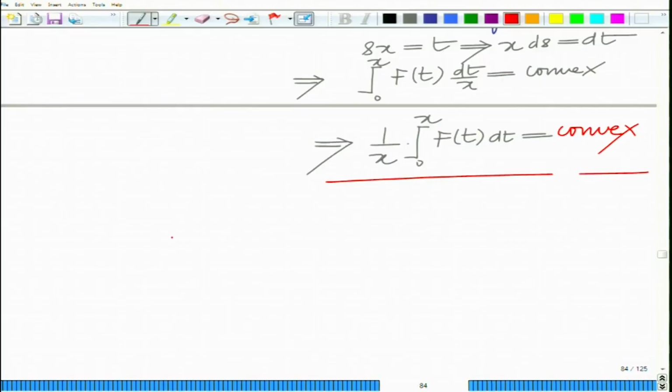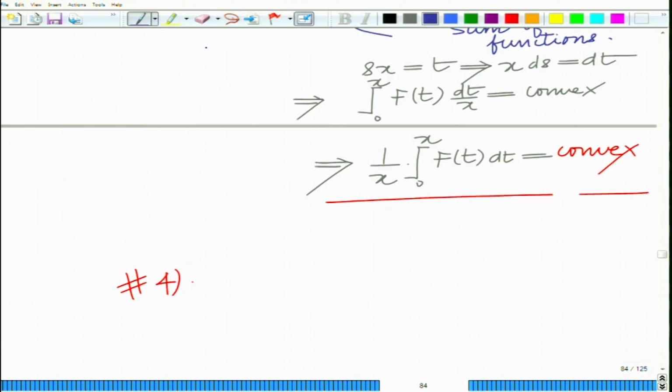Okay. Let us go to the next example, and in this we want to look at an interesting concept, and this is the concept of quasi convexity and quasi concavity.